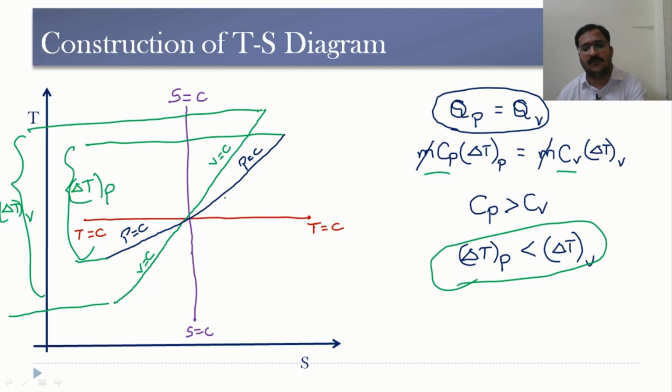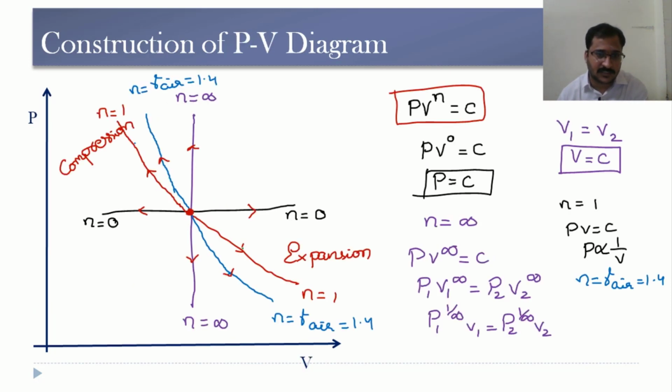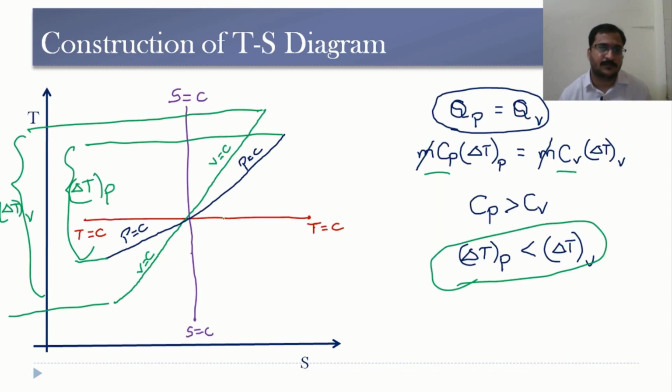quadrants, whereas the PV diagram comes in the second and fourth quadrants when n is considered positive. Now, suppose we consider the starting point here.